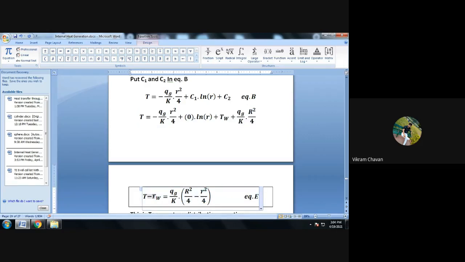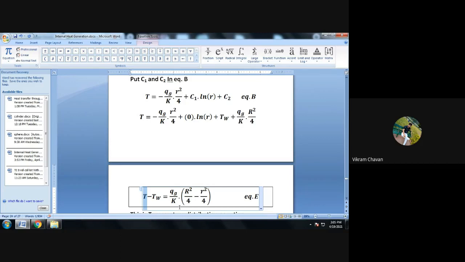Tw is the wall temperature, we can put it here, and we can determine the required temperature at that particular location. The distance from the center we can put here, and the wall surface temperature we can put here. Capital R is the total radius of that particular rod, and we can determine the temperature at a particular radius as T, which is the variable.